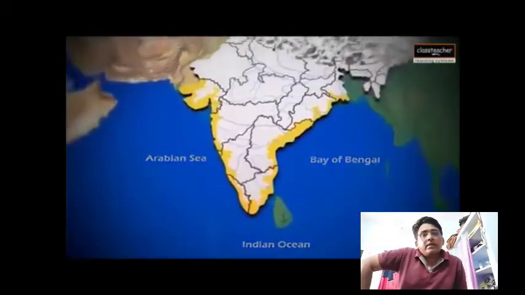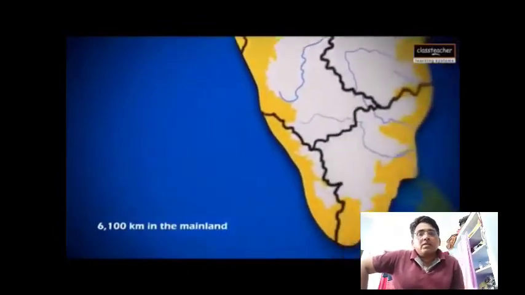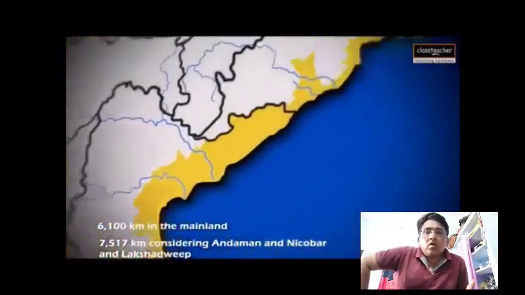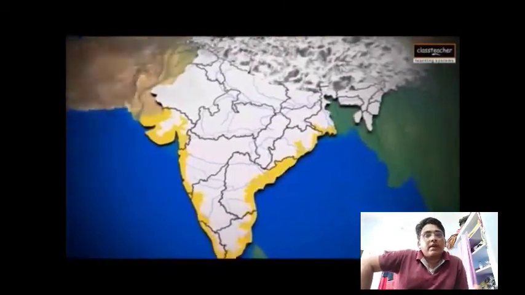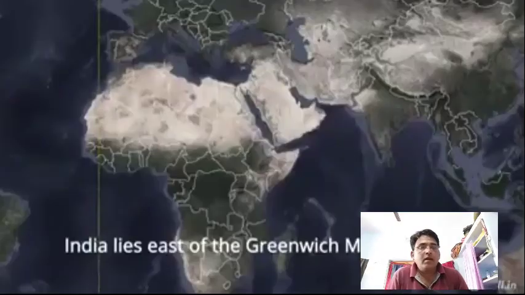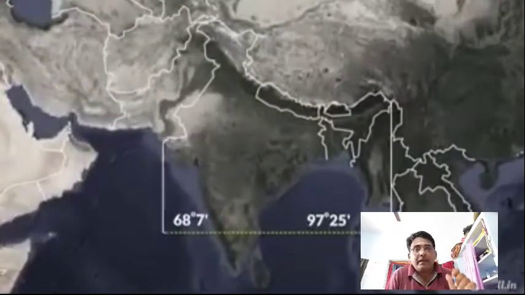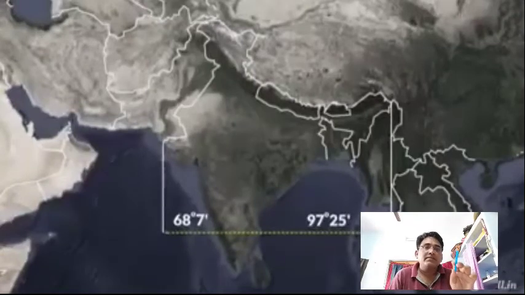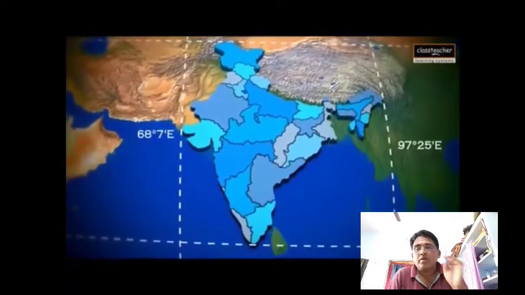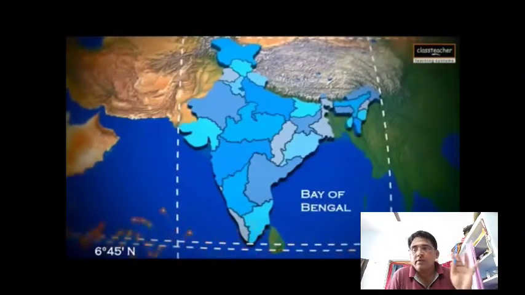The Indian coastline is measured at 7,516 kilometers. Its long coastline and location in the Indian Ocean enable trade routes as well as fishing. Indian Standard Time. What is Indian Standard Time? India lies between 68 degrees 7 minutes east and 97 degrees 25 minutes eastern longitudes. There are an average of 30 longitudes out there.